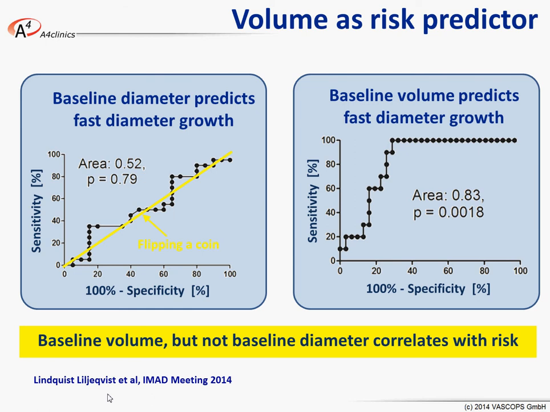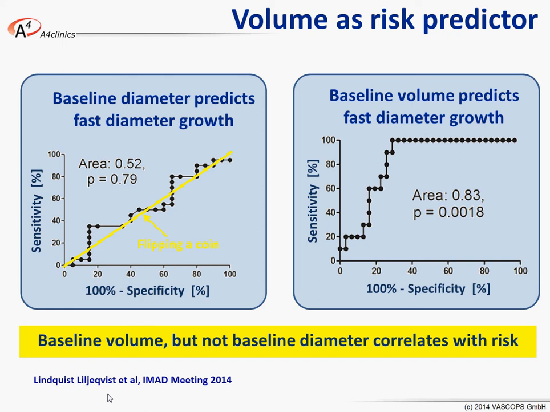In contrast, looking at the volume, the ROC curve shows a very nice response here, meaning if you accept 25% false positives, you have a 100% chance to identify those aneurysms that are going to grow faster, meaning above the median of your cohort. This lets us conclude that baseline volume, but not baseline diameter, correlates with risk.